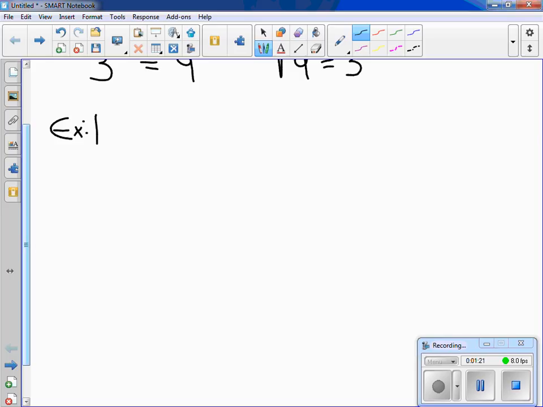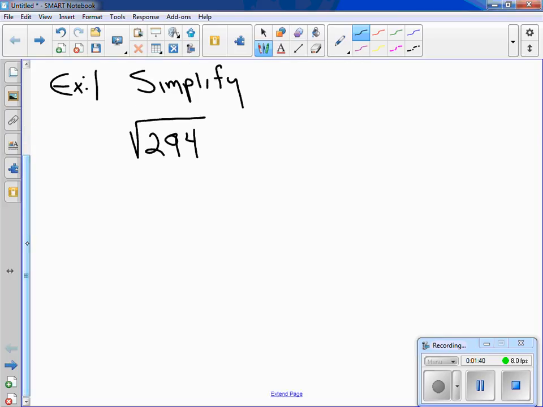So the first example is to simplify radical 294. The way that we simplify radicals is to merely factor them out, and when we have perfect squares, to pull them out from under our radical sign. You'll see what I'm talking about here in a second. So 294, we probably don't have a perfect square. There aren't two exact numbers that multiply to give us 294, but we can factor it.